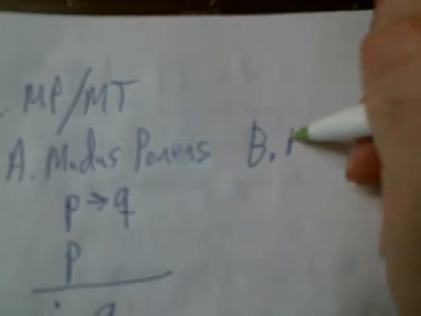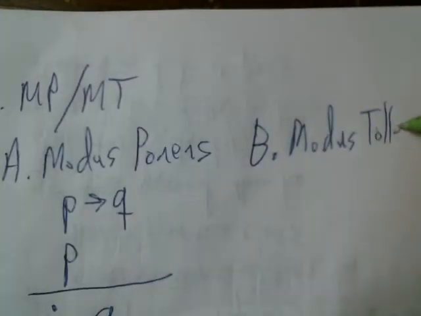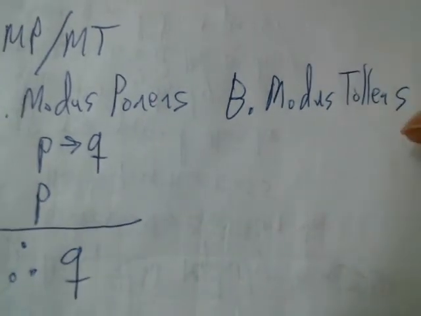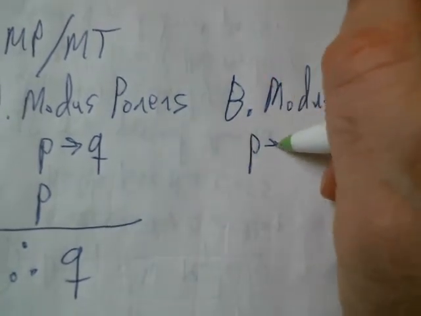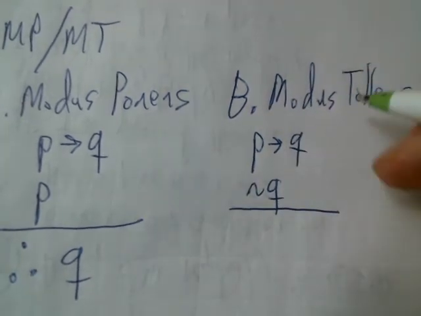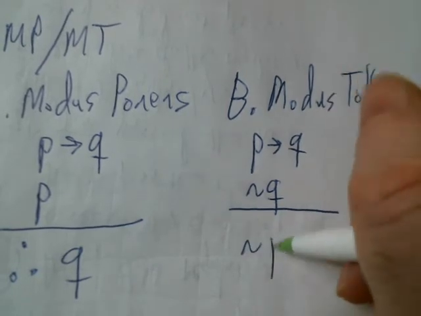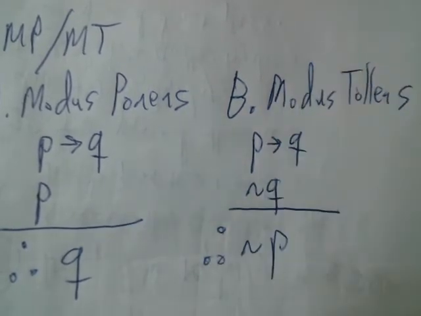Modus tollens then, MT, the one we just looked at. So if P then Q, and not Q is true. So if this is false, this better be false as well. You kind of have to think of it like that. So therefore not P. And that's your modus tollens.